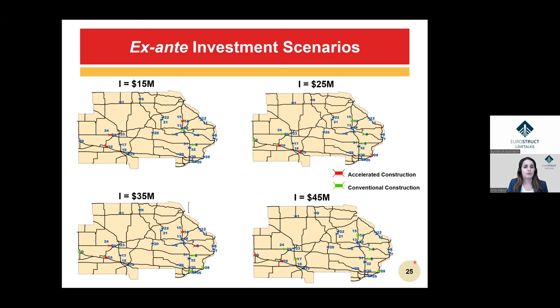Now, here I'm showing different investment scenarios in terms of mitigation again: 15, 25, 35, and 45. I'm also showing which bridges the program selected to have accelerated construction versus conventional construction. In each one of them, one of the things that you can see is that the number of bridges selected for the accelerated construction technique for the repair process increases with the investment, which is an expected approach because investment is increasing.